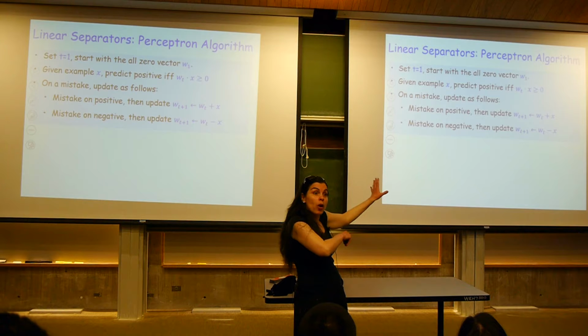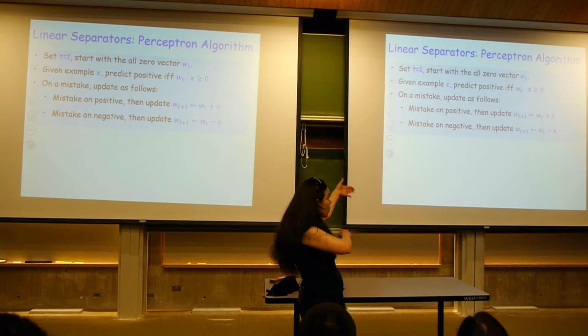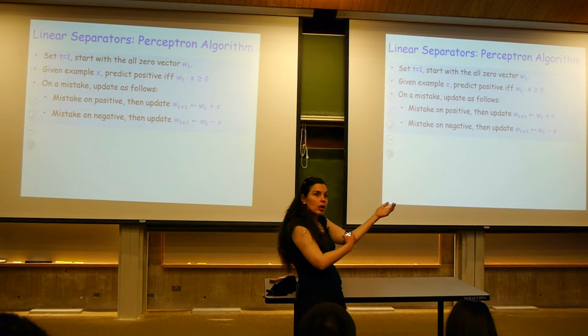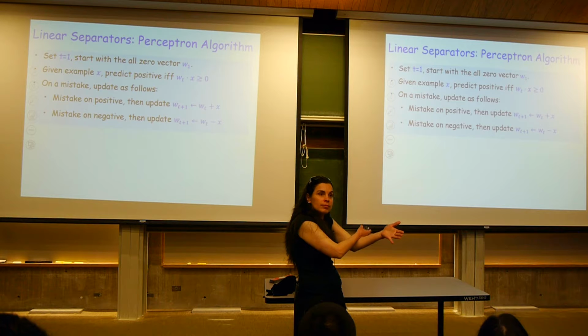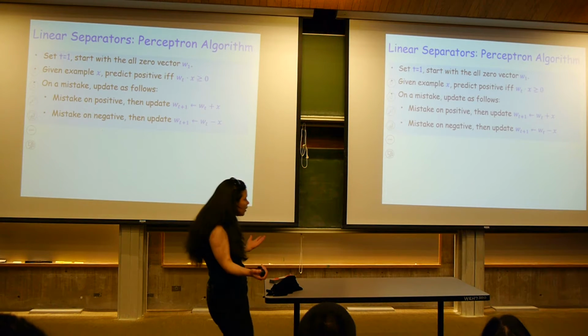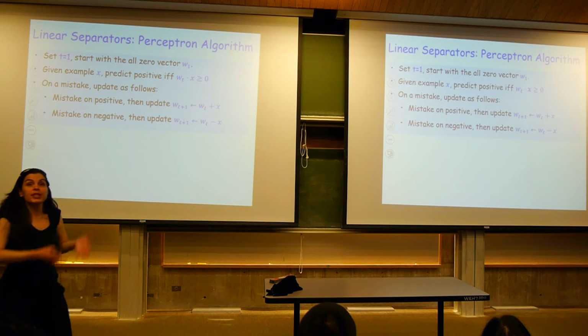But it should have been positive. And so if we make a mistake on a positive example, then we just add that example to the current weight vector. Because if we do so, we move towards the right side a little bit, right? We are more likely to classify this current example correctly, right?